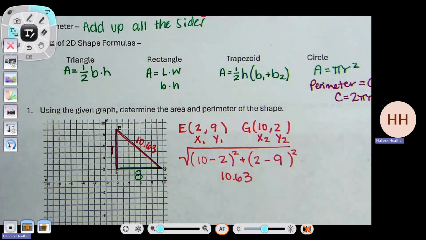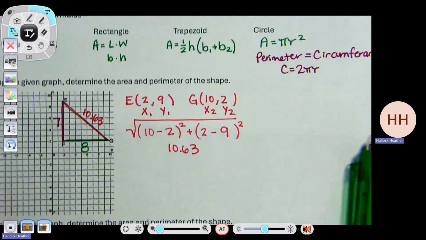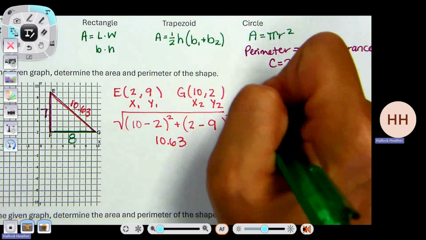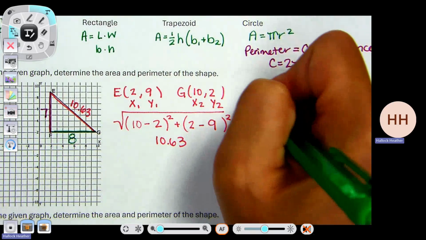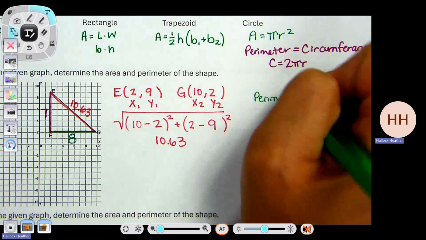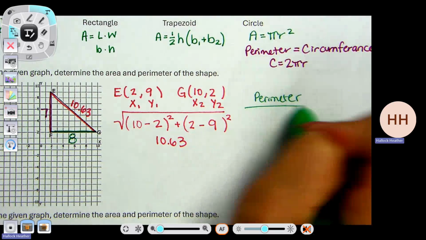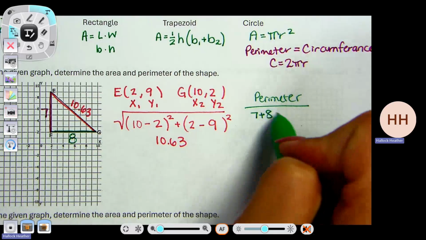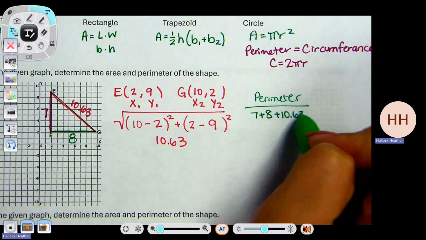We're going to do perimeter and we're going to do area. Perimeter, like we said, we add up all the sides. Off to the side, I'm going to write it all out because I'm teaching you, but whenever you're doing this, you don't have to write it all out. 7 plus 8 plus 10.63 gives me how much?